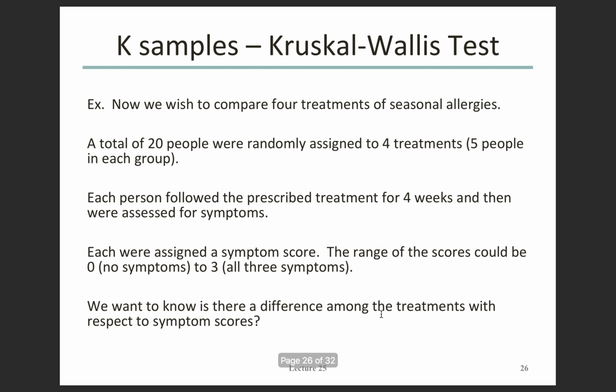Awesome. So now here's the question. Now we wish to compare four treatments of seasonal allergies. So a total of 20 patients were randomly assigned to 4 treatments. So it's 5 people in each group. I know it's not greater than 5, but still it's really, really small. Each person followed the prescribed treatment for 4 weeks and then was assessed for symptoms. Each was assigned a symptom score. The range of the score is 0 for no symptoms to 3 for all symptoms. We want to know, is there a difference among the treatments with respect to symptom scores?